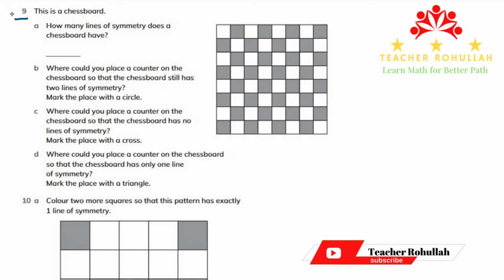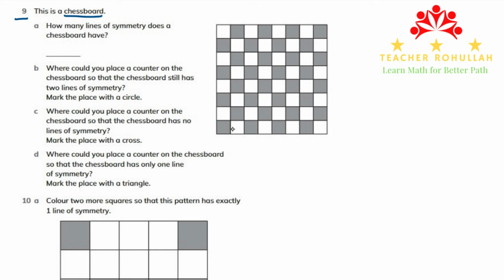In question number 9, it says, this is a chessboard. The chessboard is given over here. Part A says, how many lines of symmetry does a chessboard have? A chessboard has two lines of symmetry because it has only diagonal lines of symmetry, but it does not have horizontal or vertical lines of symmetry.